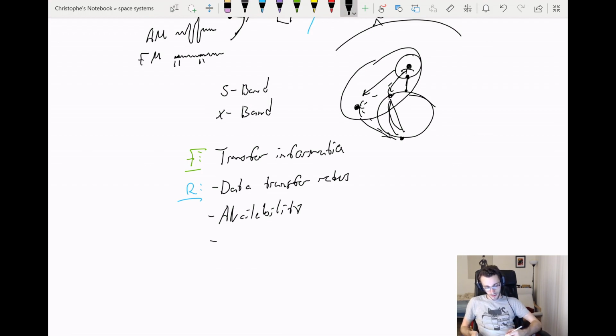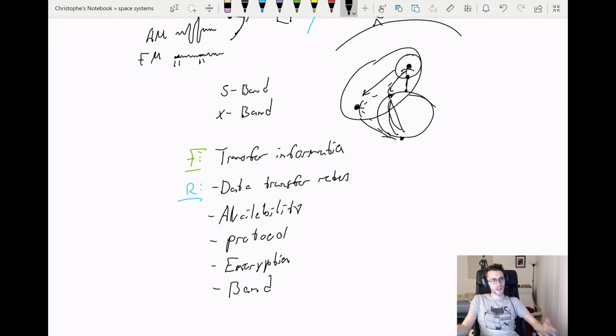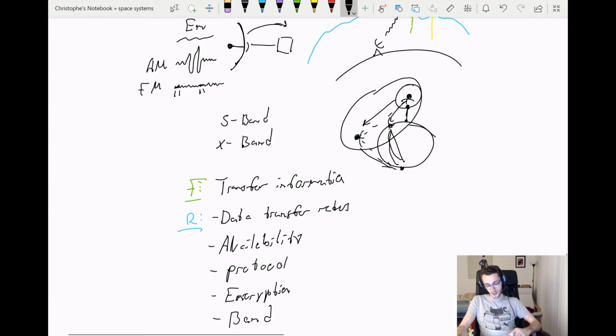You might also see protocol related requirements or encryption requirements. So you've got to send your bits with a certain level of encryption, or using this method, or communicate along certain bands. So those are the kind of requirements you might see on communication systems.